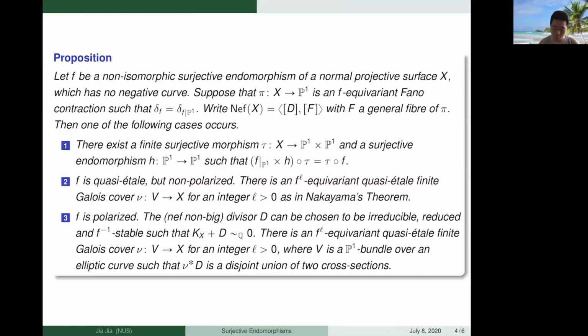Then another result of Nakayama shows we can lift the endomorphism F to this V, where this V is a P1 bundle over an elliptic curve, and the new pullback of D is a disjoint union of two cross sections.